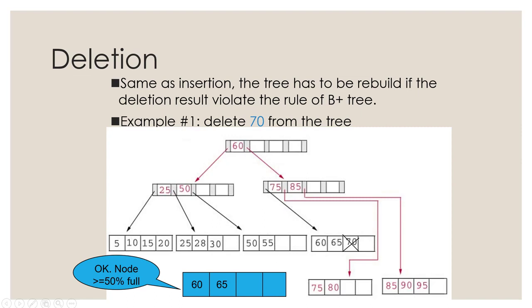That's 2 out of 4. So this is 50% full. We want it to be at least half full. So it still doesn't break the rule. It's still balanced. Okay, so that was a simple delete.